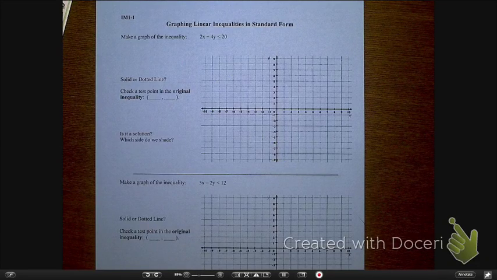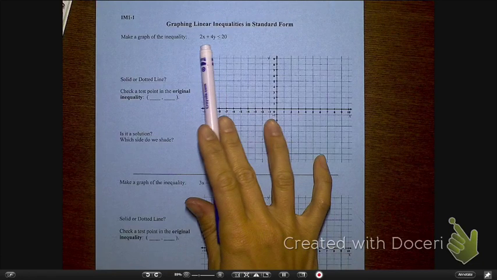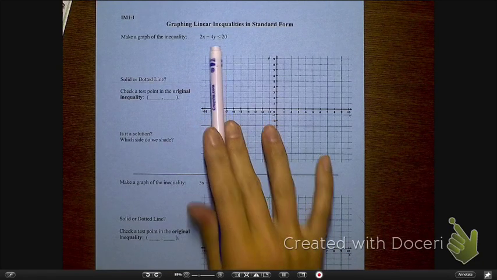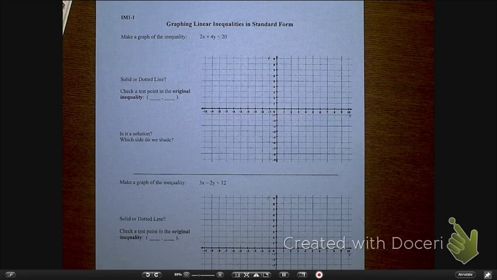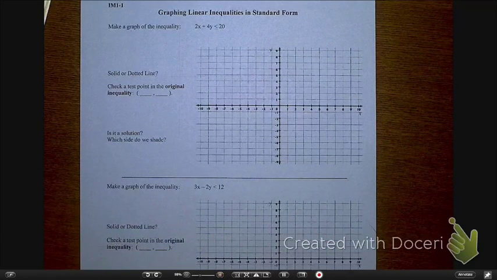All right, so yesterday we learned how to solve for y and then graph the inequality. When we solve for y, we could look at the direction of the inequality to help us graph, right? Okay, so today we're going to be doing something a little bit different where we're going to leave the inequality in standard form and we're going to graph it from standard form, okay? And then we're going to use something called a test point to help us determine where to shade our graph, okay?